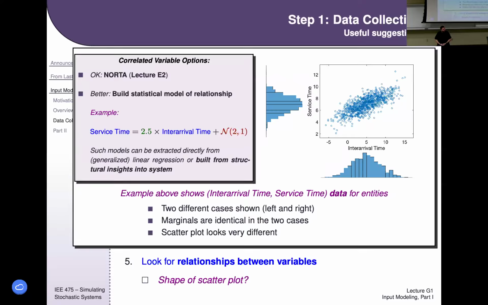So now my input modeling problem is not modeling service times, but modeling what we refer to as the residual error, the residual variance. So once you've addressed the interarrival time's component on service time, what's left over? And this is the error. So modeling the error becomes your input model.